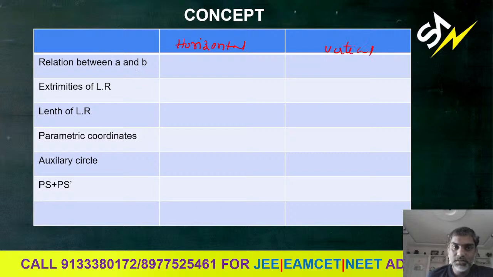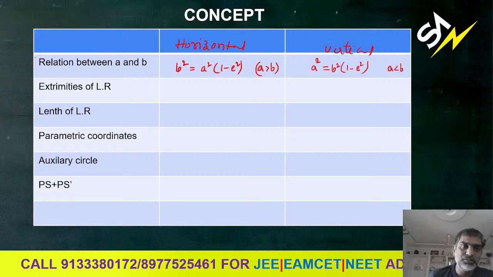In case of horizontal ellipse, the relation between a and b can be written as b square is equal to a square times 1 minus e square. Okay, so here what is the condition? a must be greater than b, and if a is less than b, then we can write a square is equal to b square times 1 minus e square. Don't be confused, students.